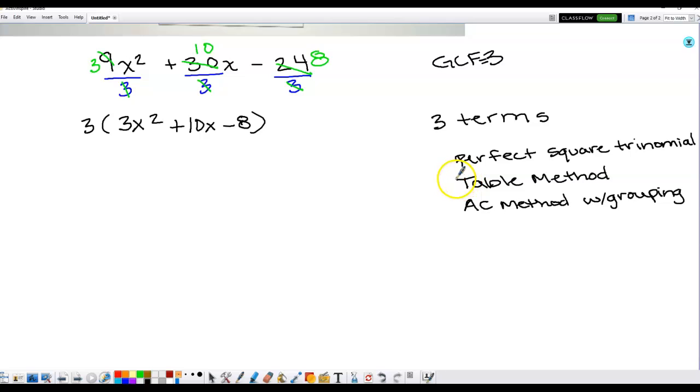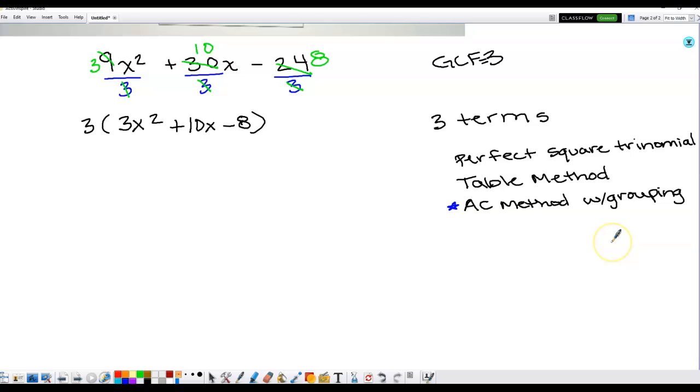The table method only works if the number in front of your x squared is 1, or stated another way, there's no number showing in front of your x squared. That doesn't work for us either because we do have a 3 there. So we are on the AC method, and that's just fine.